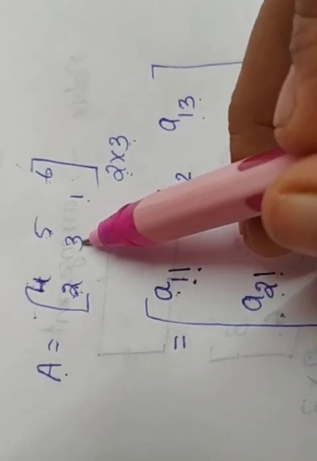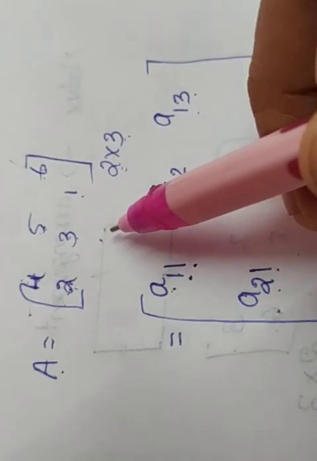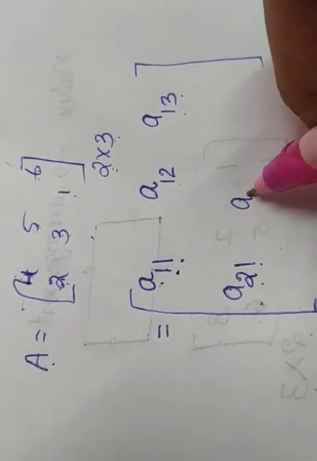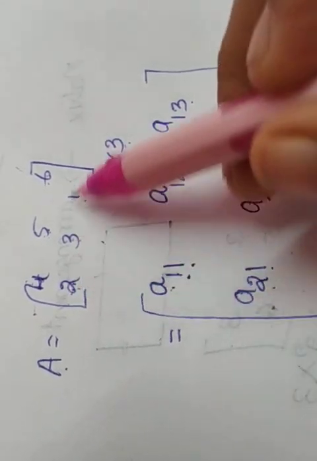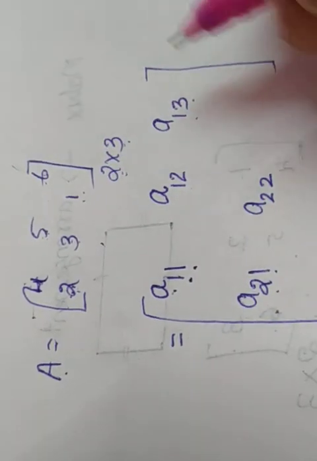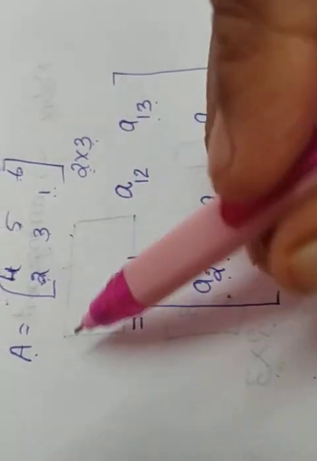What about the position of 3? It also belongs to the second row but to the second column. So the position will be A2, 2. What about the last element, 1? It belongs to the second row and the third column. So the position is A2, 3. That is the case of matrix A.